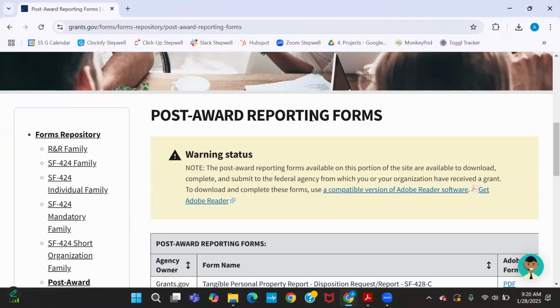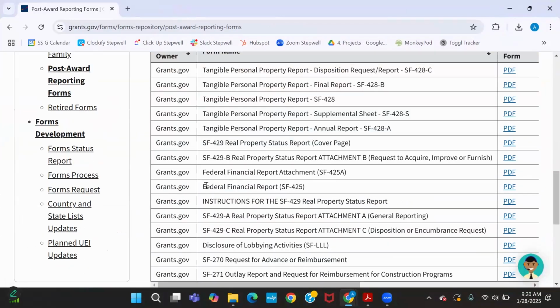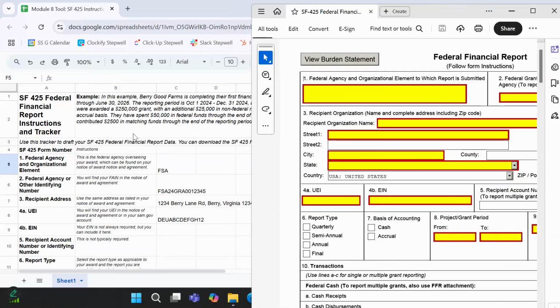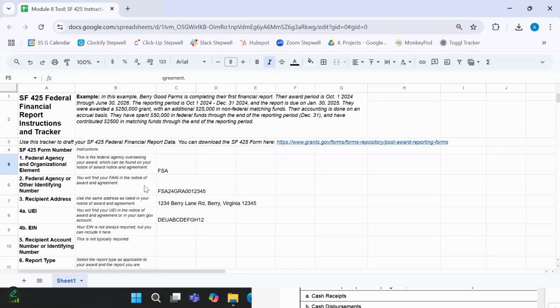Note that I am in the post-award reporting forms section. You will find the Federal Financial Report SF-425 here for download. The SF-425 Instructions and Tracker tool has instructions for each of the boxes on the form. We will go through this form together using our example applicant, Very Good Farms.